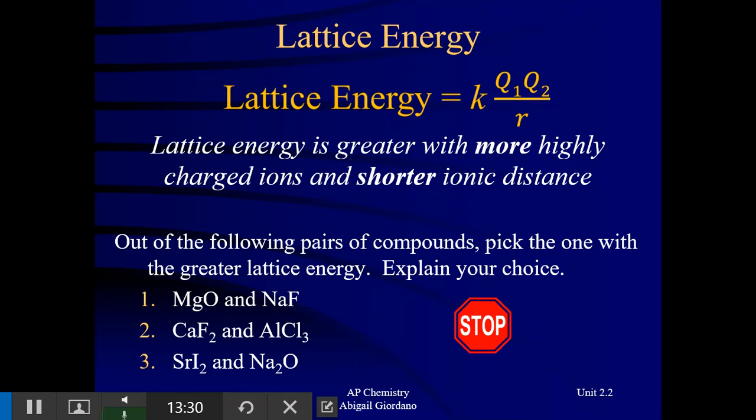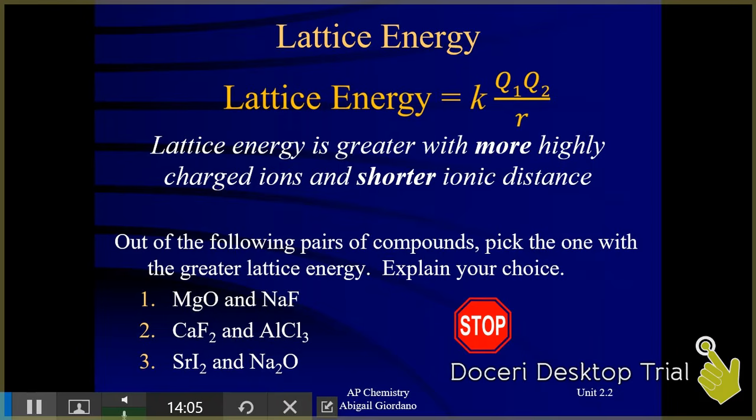Which compound is going to give you the more negative lattice energy? The more negative it is, let me explain, that means the stronger that ionic bond is. So when I say pick the one with the greater lattice energy, what I mean is pick the one that has the stronger connection. So pause your video, see if you can figure it out. All right, let's talk through these.